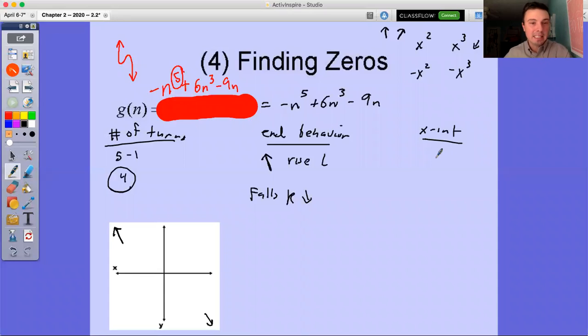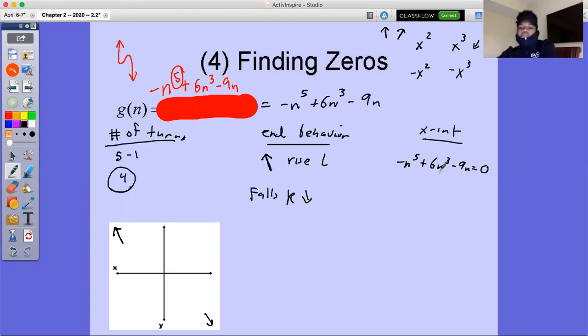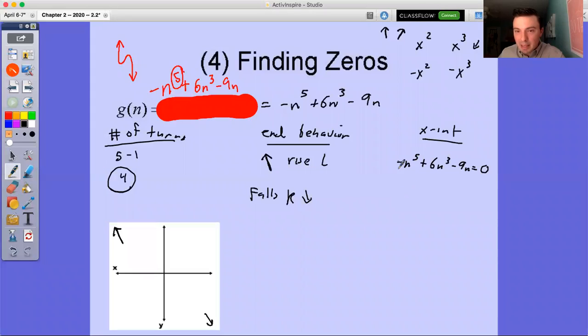All right, x-intercepts, last step. This one's a little harder. Negative n to the 5th plus 6n cubed minus 9n equals 0. Okay, what can I take out of everything? If I factor, you can take out an n. I'm going to take out a negative as well because I don't like the leading coefficient to be negative. So negative n, that reverses the signs of all of these. So it's n to the 4th minus 6n squared plus 9.